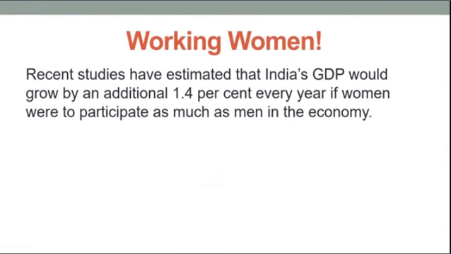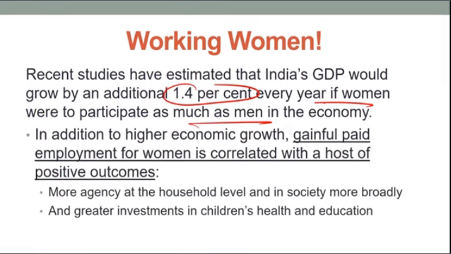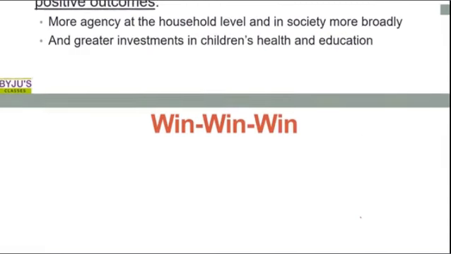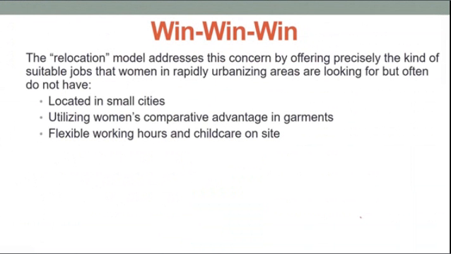And working women, it is said that if women participated as much as men, 1.4% extra growth in GDP will happen. So that is a benefit that will be happening. Plus we have a lot of positive outcomes, at household level, society, all this improves, more health, more investment in education happens because of working women. Beti Padhao, Beti Bachao Yojana, etc. is linked to this. So overall, this new model is a win-win-win situation.